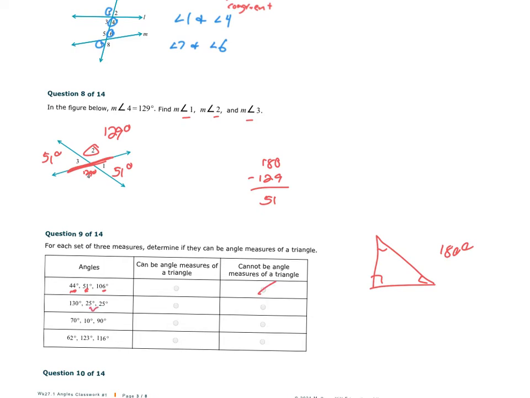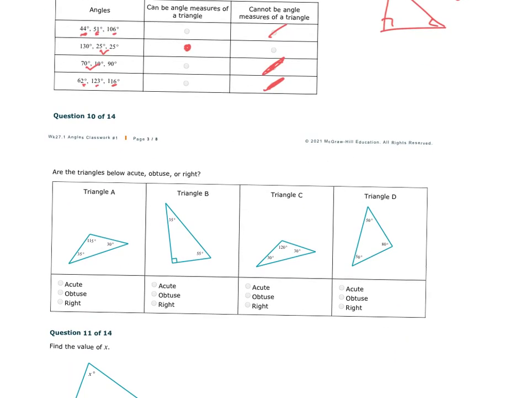Here we have 25 plus 25 is 50. Those do add up to 180. Here we have 80 plus 90. That's 170, so that's not right. Here I can add my 2 plus 3 is 5 plus 6 is 11, so that can't be either. They have to add up to exactly 180 degrees.